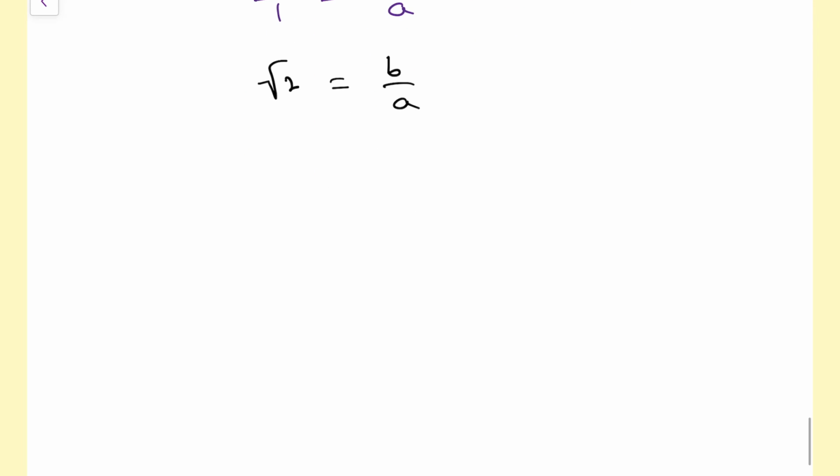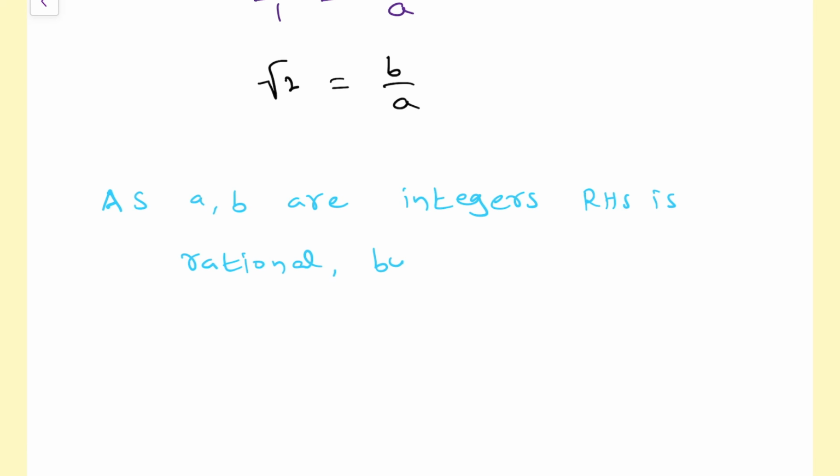So as a, b are integers, RHS is rational, but LHS is irrational. Same as usual, this contradiction has arisen due to our wrong assumption. So 1 by root 2 is an irrational number.